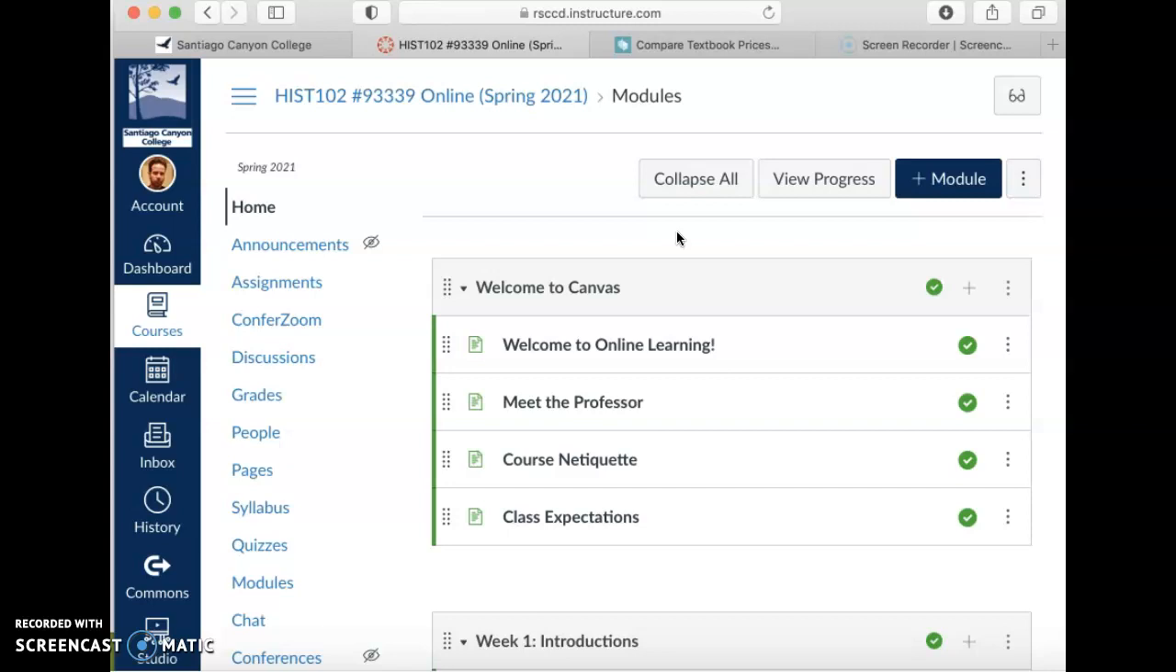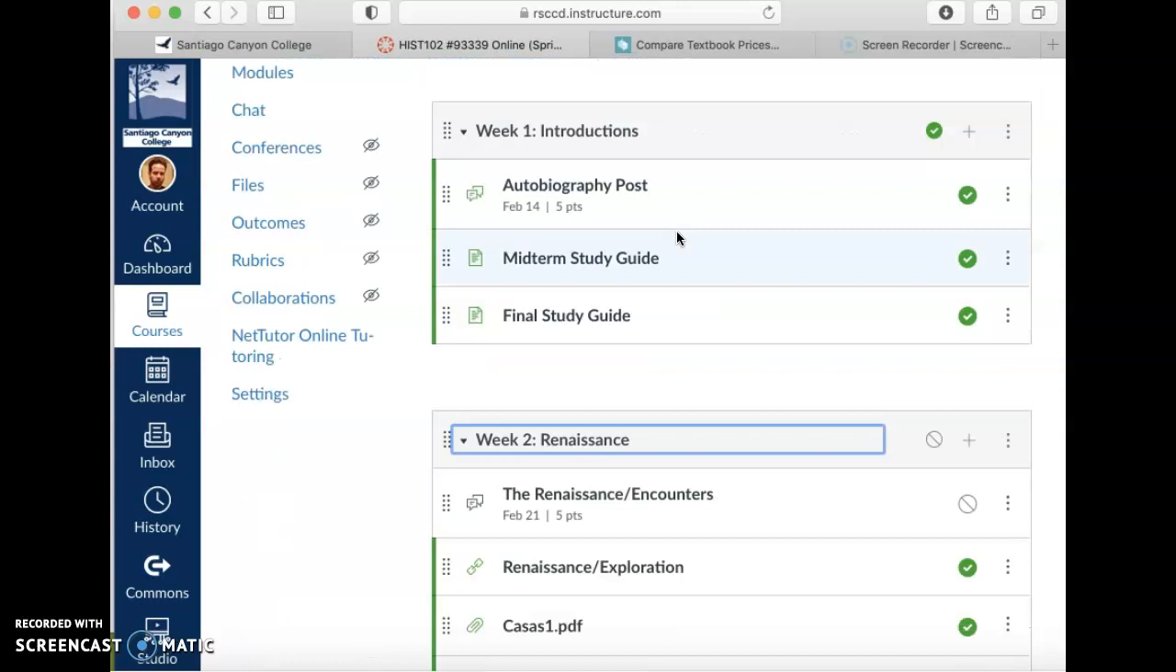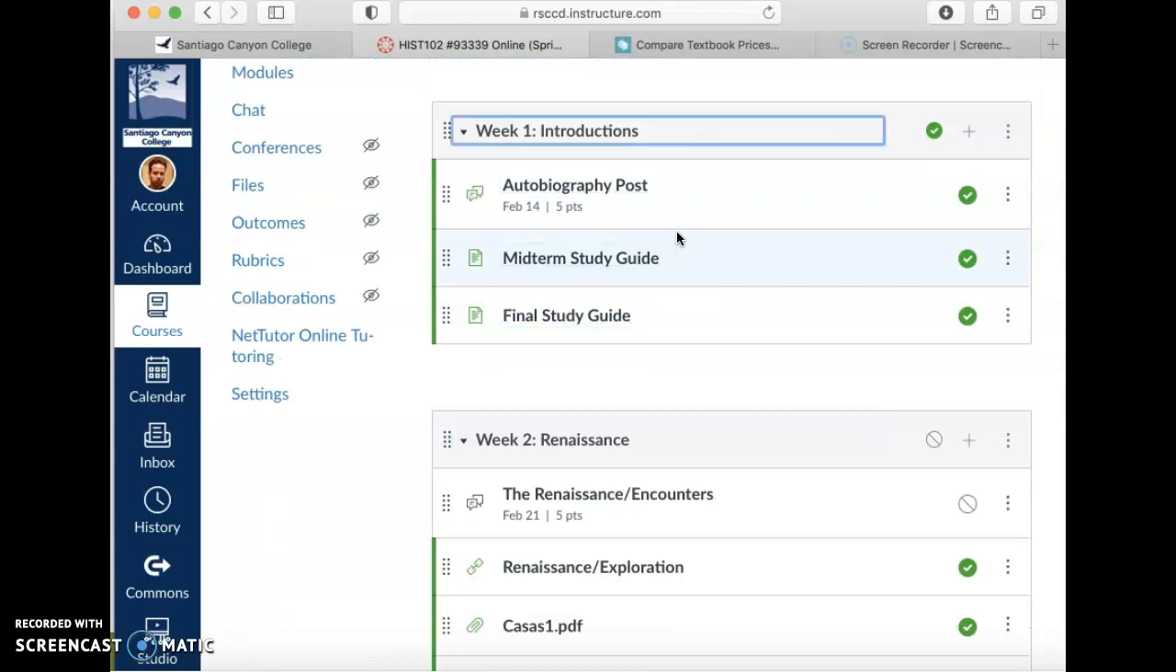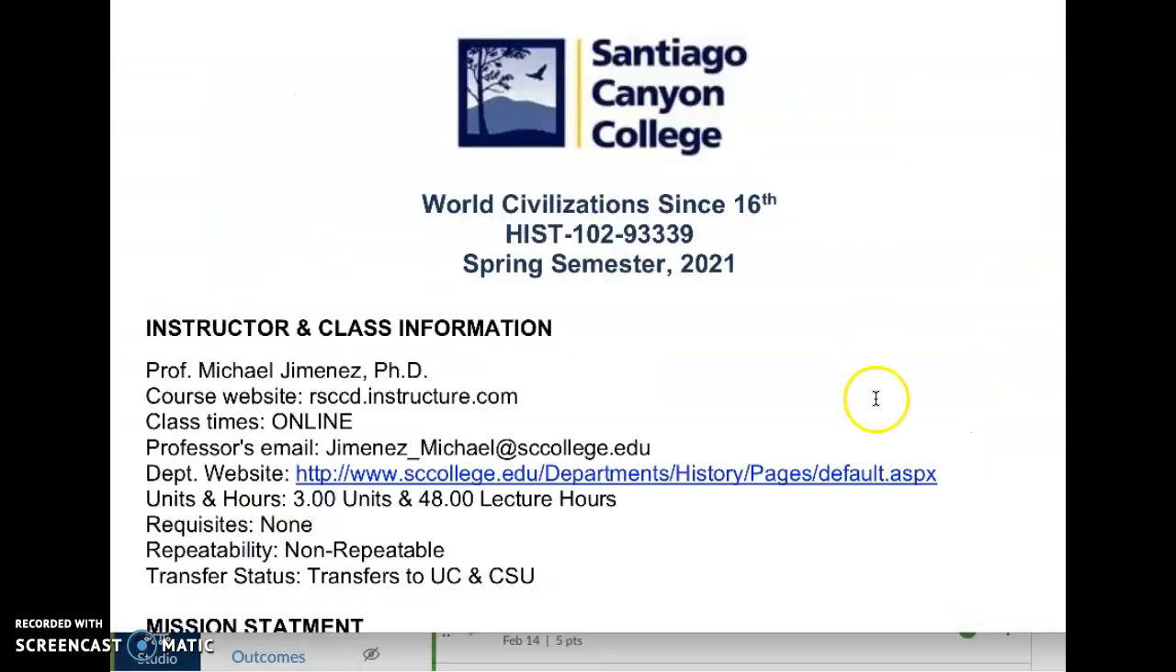Week after week, as you can see, there are going to be modules where you'll find your assignments. So you won't have to do a lot of hunting. Basically, each Monday morning, the next week's module will pop up. So let's go over the assignments.